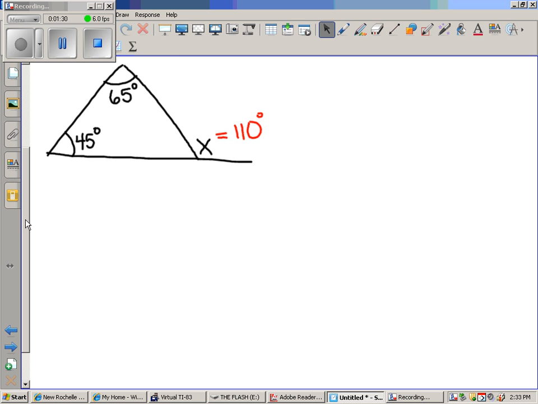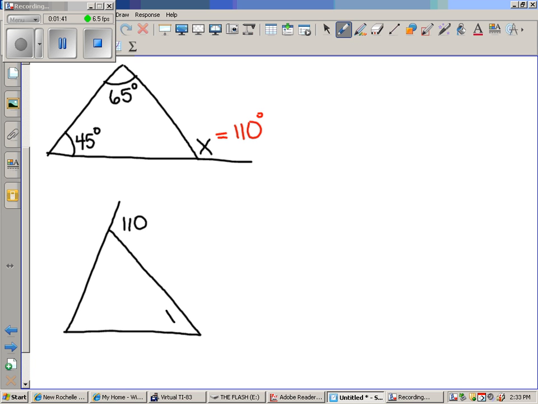Suppose I gave you a different drawing, and I label this 110. This is x, and this is 65. Do you know how much x is? Oh, it is the same. Oh, yeah. You're very good.